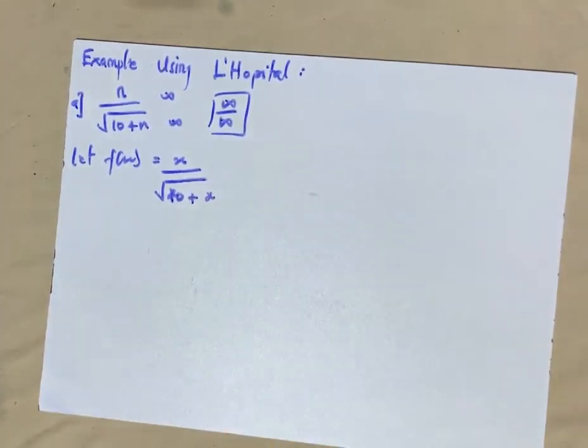Very simple. And with L'Hopital's, what do we do? We differentiate the numerator and we differentiate the denominator. Then we simplify. After simplifying, you insert your infinity into the expression and check whether you are going to still get an indeterminate form. So you make sure that you differentiate until you don't get an indeterminate form again. Let's look at how we are going to do it.